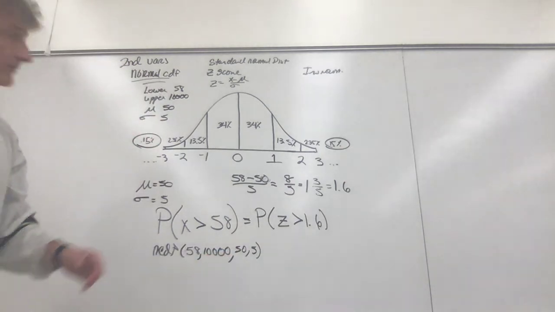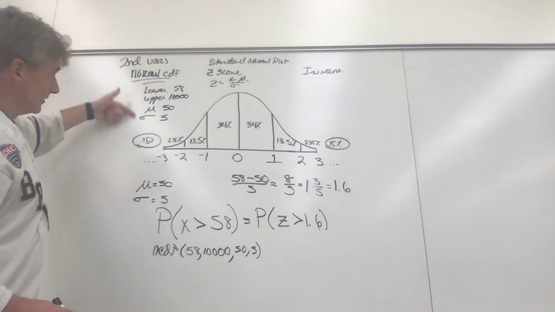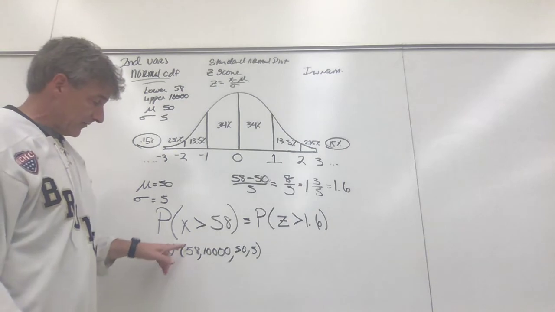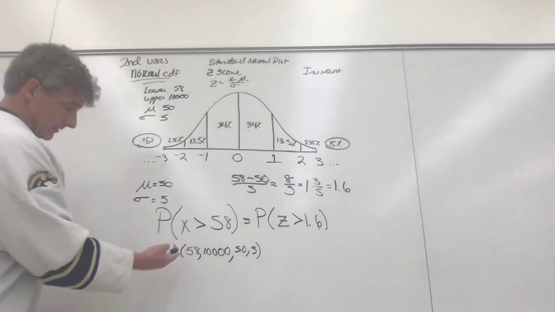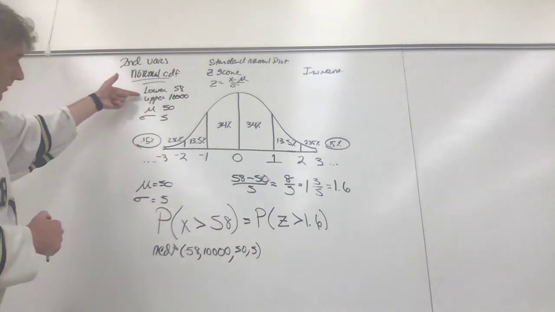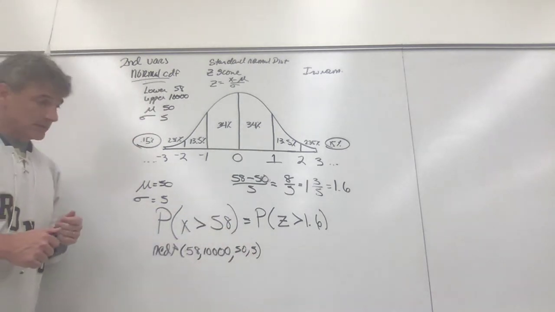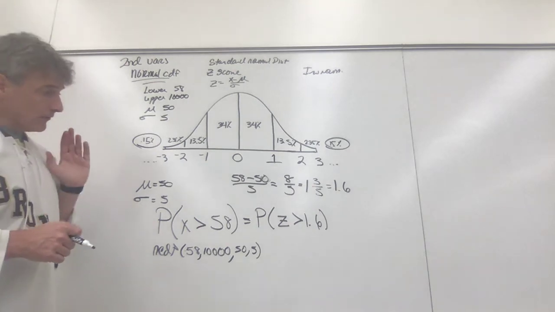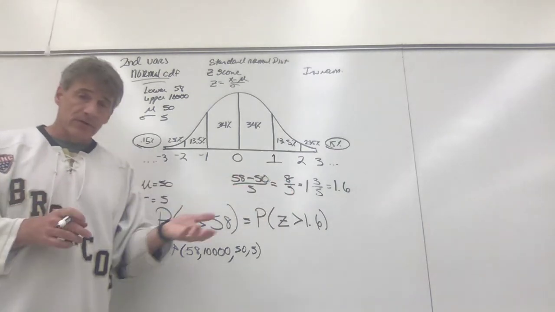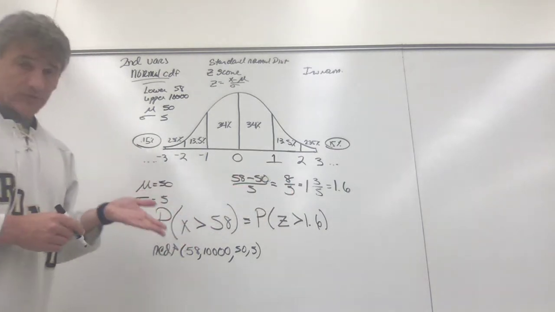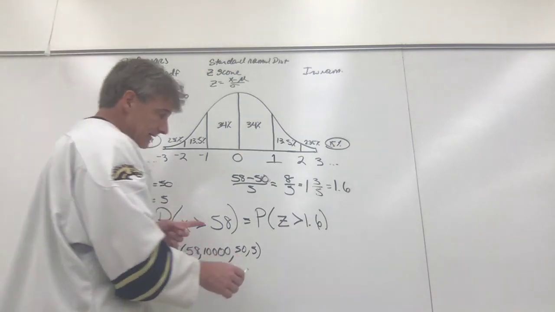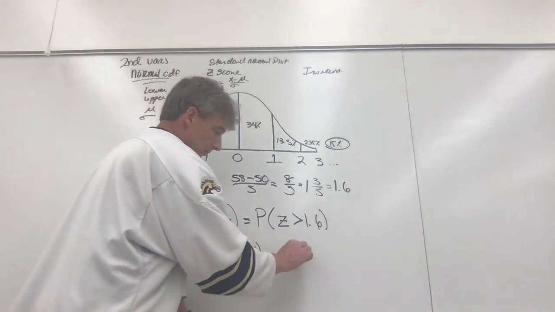Now just a couple of comments. Modern 84 is going to have it look like this. If you have an older 84, it's just going to say normal CDF, and it's just going to have a comma. So you've got to go lower, upper, mean, standard deviation. Part of the reason I show this z-score conversion is that when we start doing hypothesis testing, it's helpful to have it.